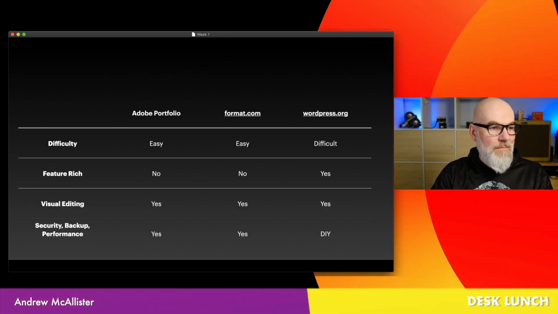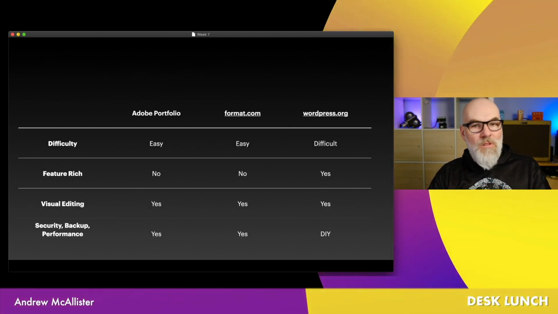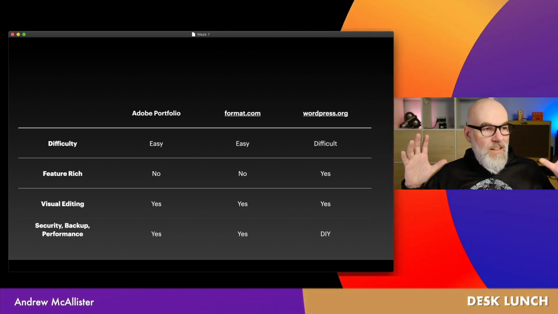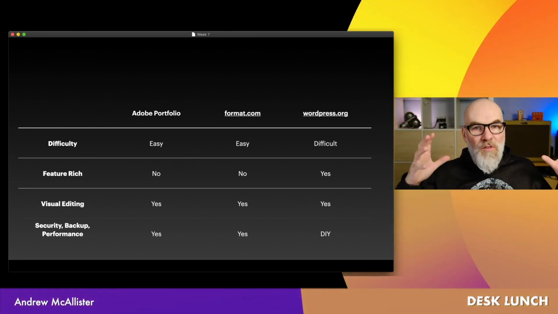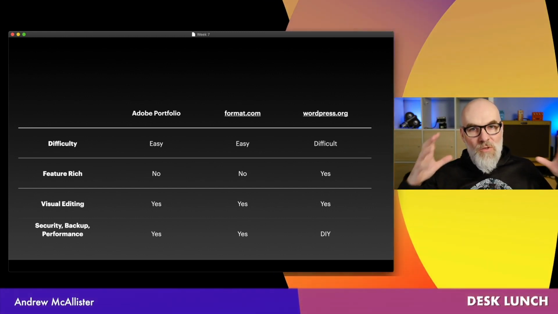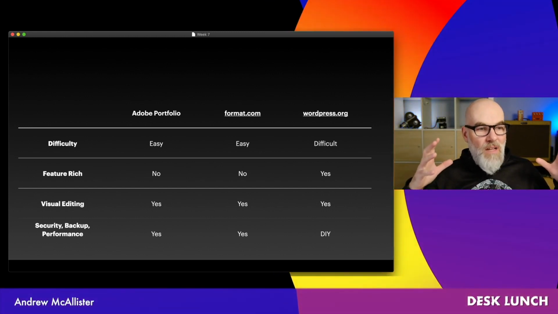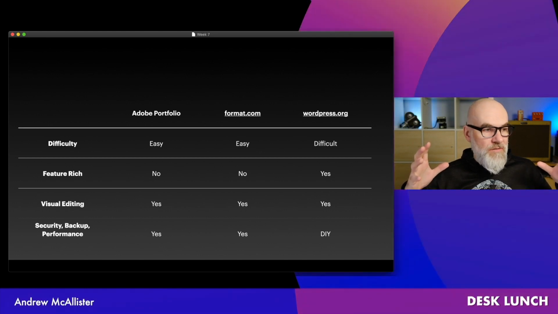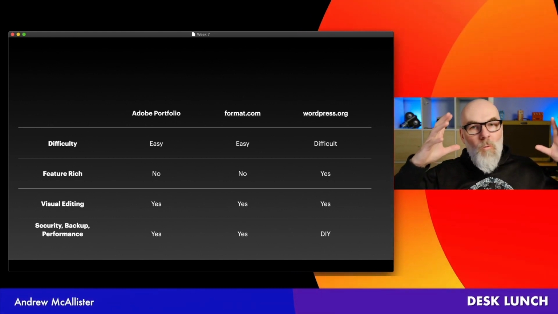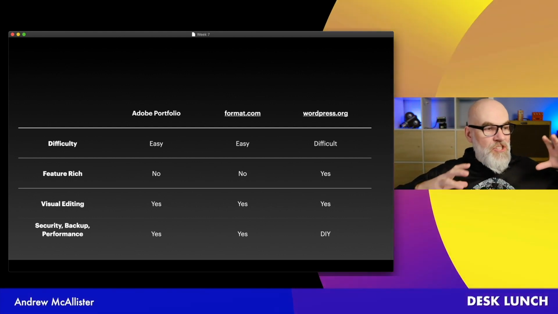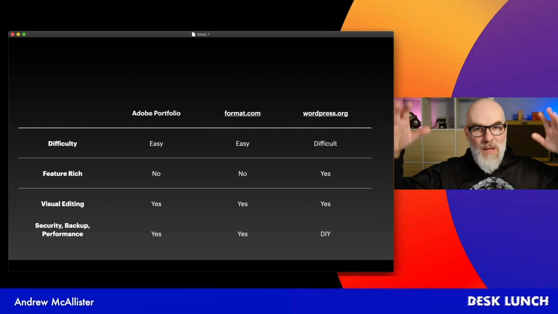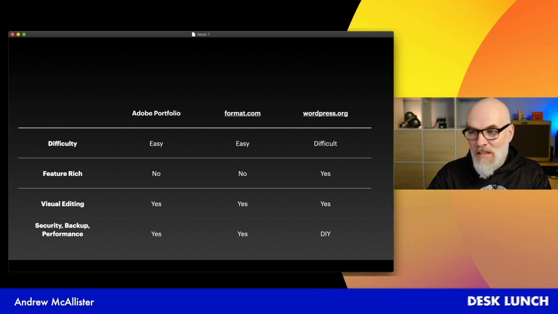Here we go. Okay. So what I wanted to point out here was just to think about these different platforms to give you a bit of a framework. So Adobe Portfolio and Format.com will present themselves as being a little bit easier to work with. WordPress.org I'm going to focus on is more difficult. Looking at what's feature rich, do they have visual editing, and then also thinking about security, backup, and performance. But let's dive in and actually look at the platforms.